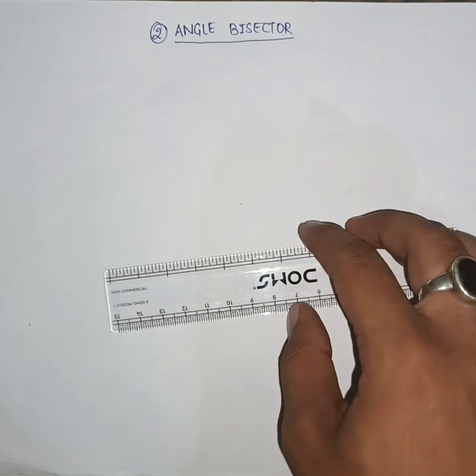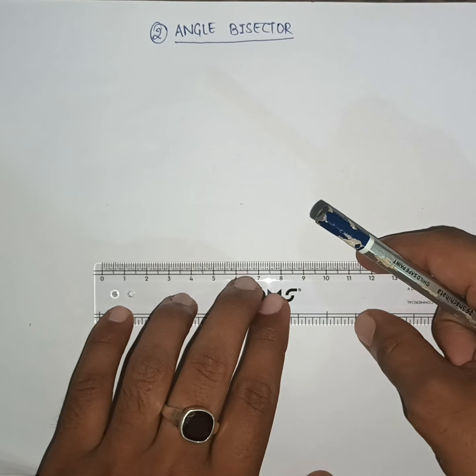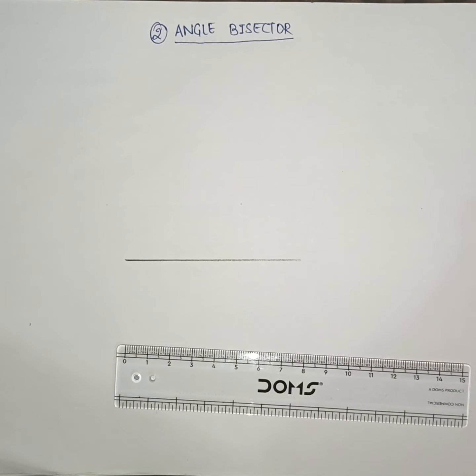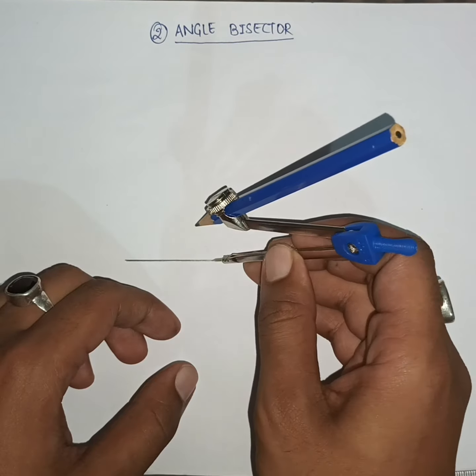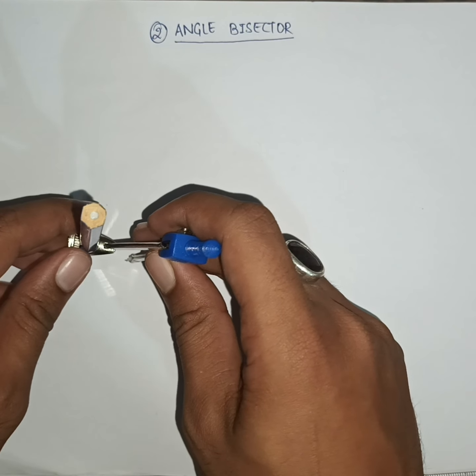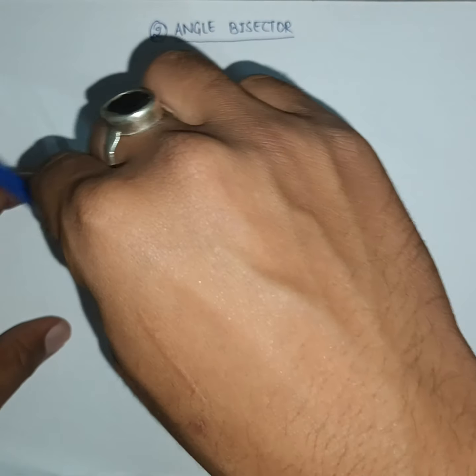So let us take a small line first of all. Now let us consider this is the given line. And from any point, first of all, take any point, and I am considering the end point of this line segment and make a semicircle from here.